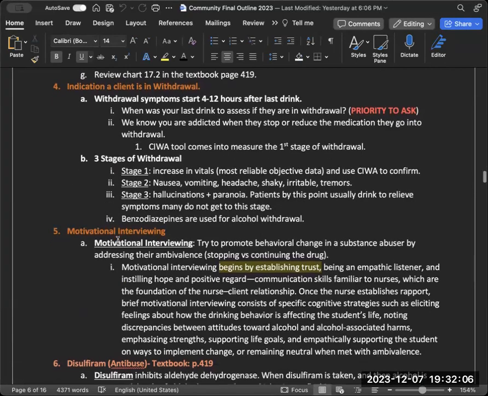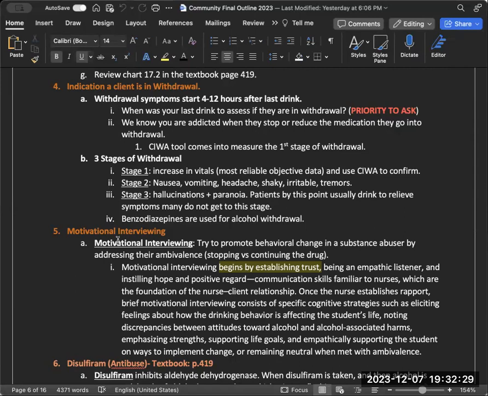Okay. So we talked about how dependence leads to tolerance, which leads to addiction. We said that we know they're addicted when they stop taking that medication for a set period of time and they experience withdrawal symptoms. So withdrawal symptoms is one of the things that she wants us to know. How do we know someone's in withdrawal?